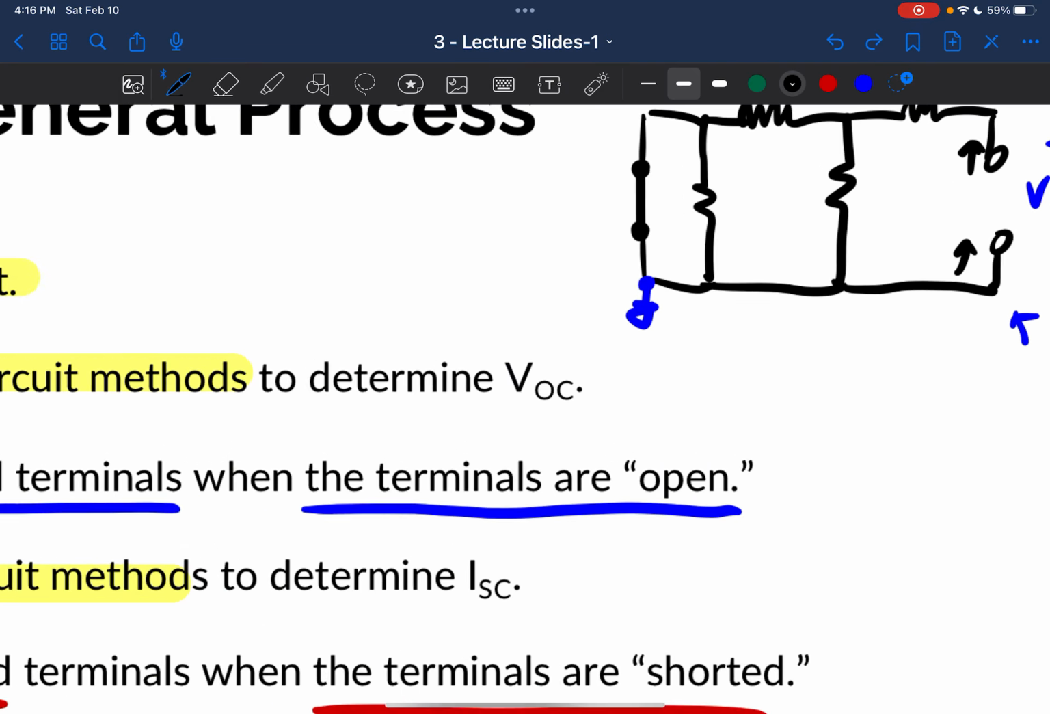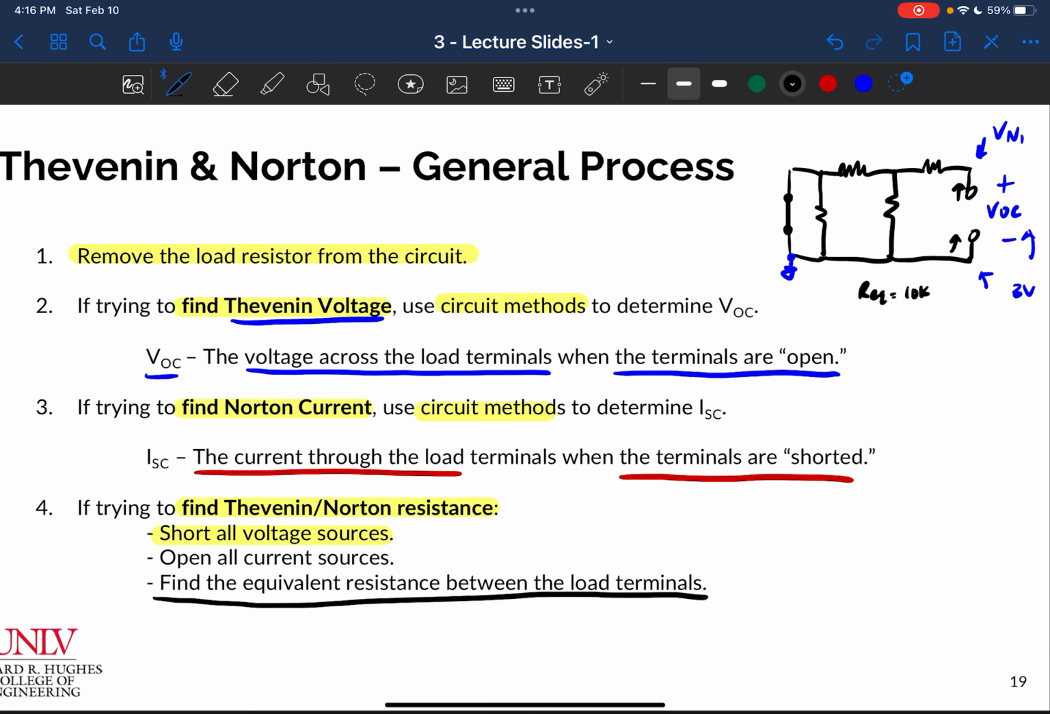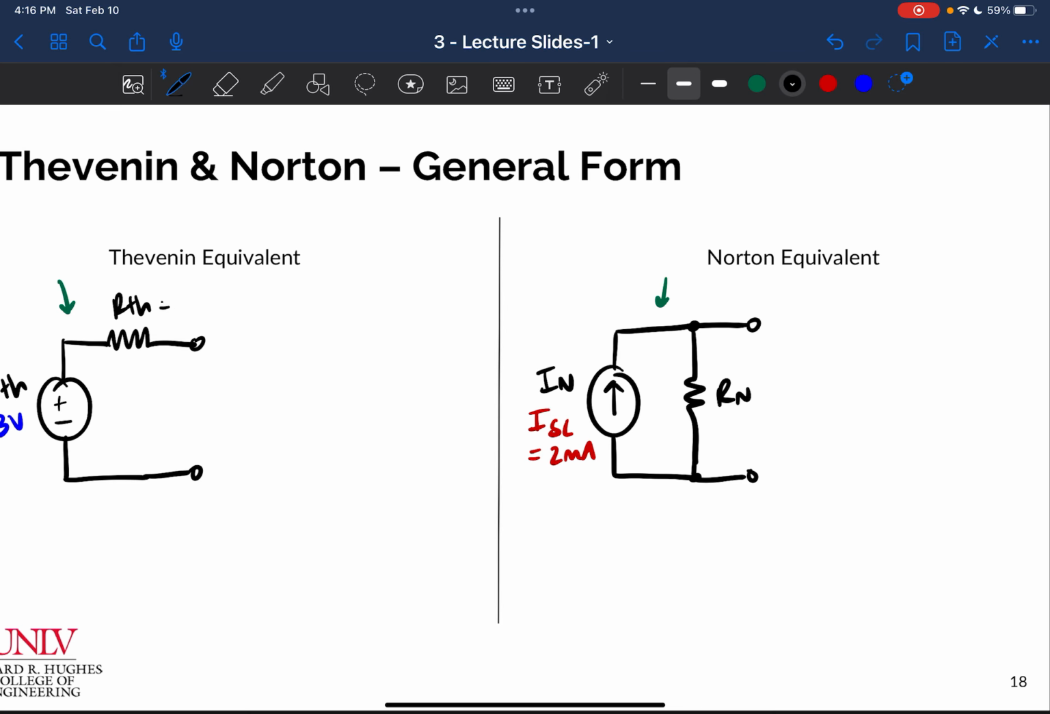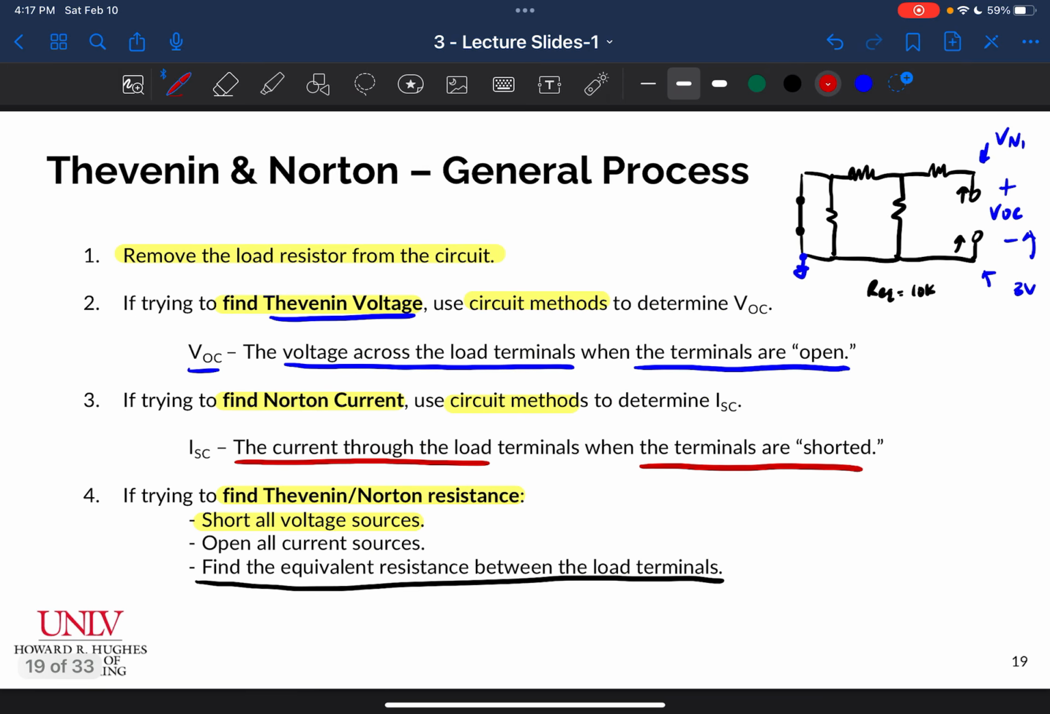And then once I determine what that resistance is, let's say I figured out that that resistance was 10K. That is now my Thevenin and my Norton resistance. So I would be completely done. I would have both equivalent circuits, and then I could throw my load resistor that I removed back out here, and I could measure the load current and the load voltage, and that would be the same as it would have been in the original circuit if I had never done anything at all.